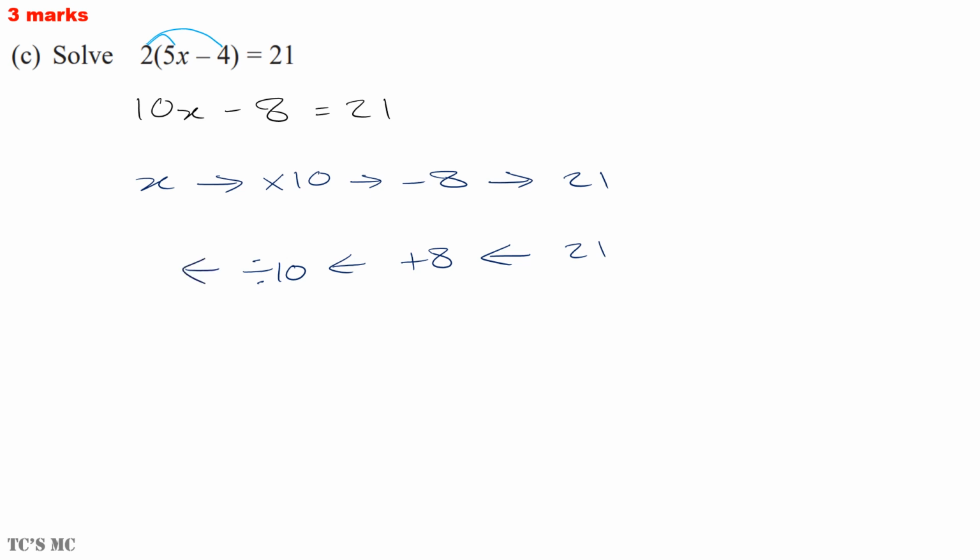If we type this into a calculator, we need to do 21 add 8, press equals, and you should get 29. 29 divided by 10 is 2.9. So for the final mark, we need to say x is equal to 2.9.